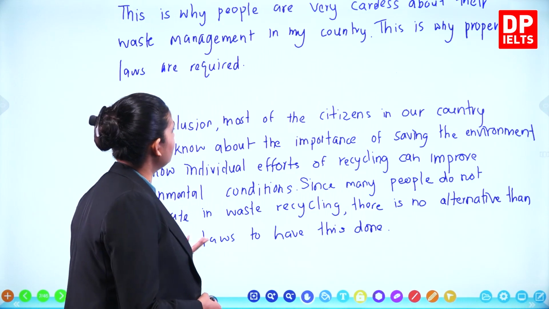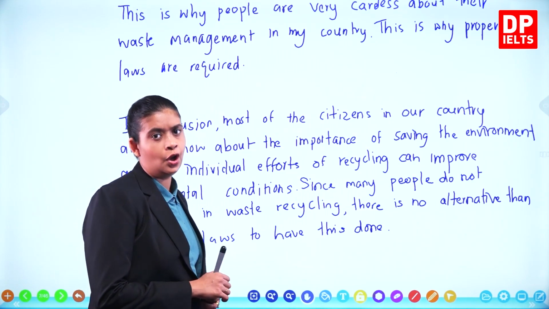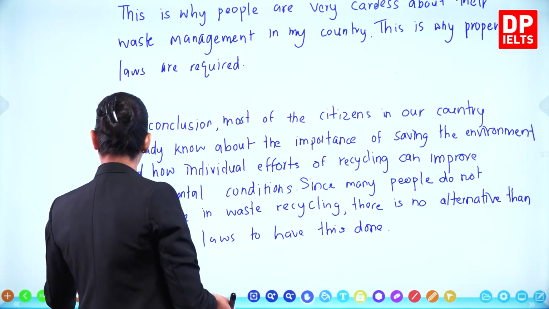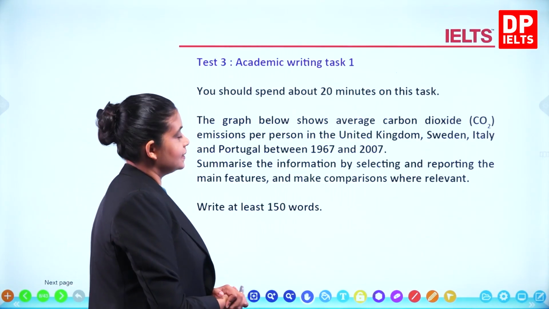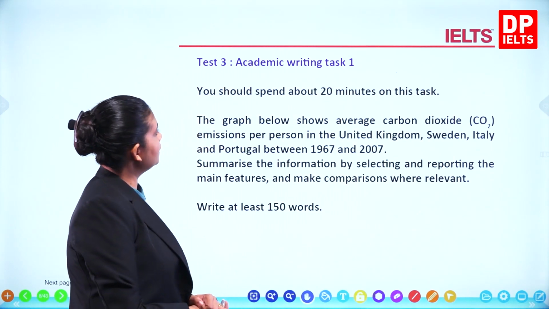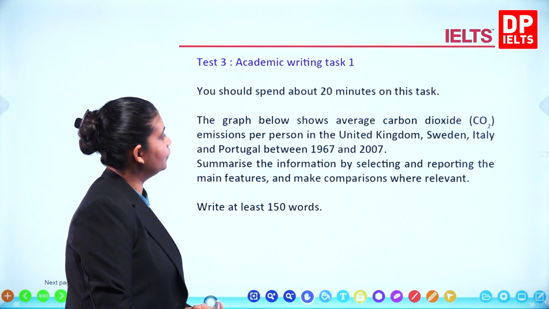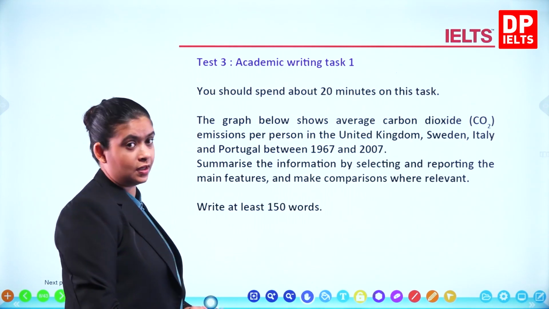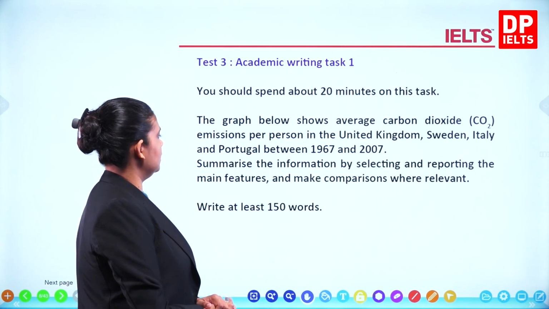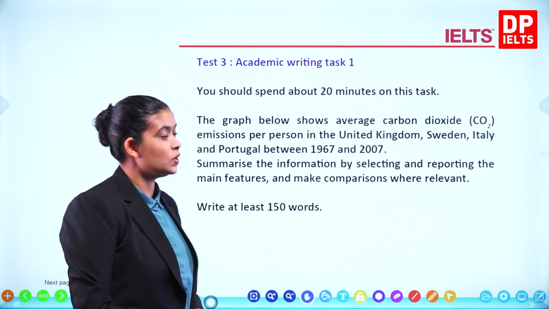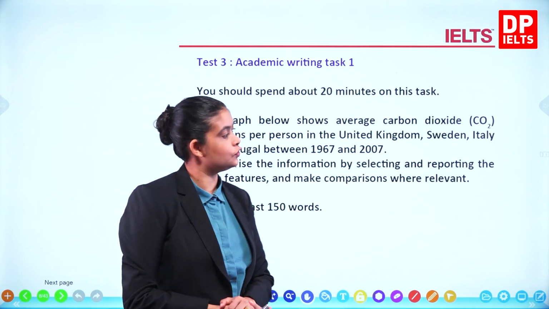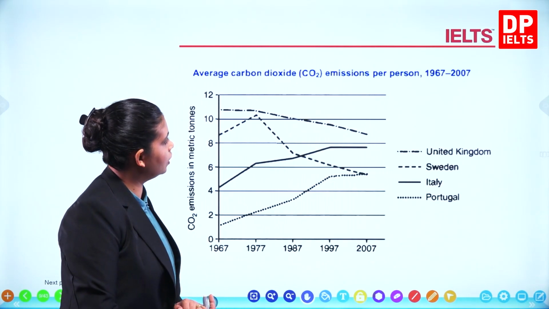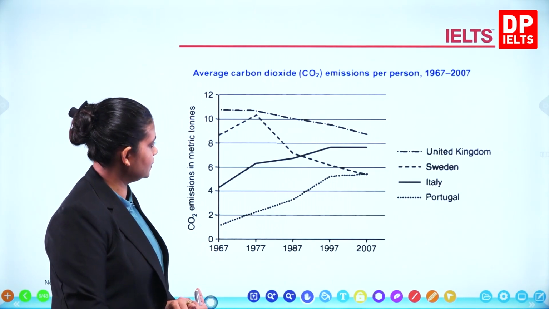So basically a very quick kind of essay that I've written. Hopefully you've written a good answer there. So moving on, let's have a look at the next task. You should spend about 20 minutes here. The graph below shows average carbon dioxide emissions per person in the United Kingdom, Sweden, Italy and Portugal between 1967 and 2007, right? So let us have a look at what really happens to the carbon dioxide emission.